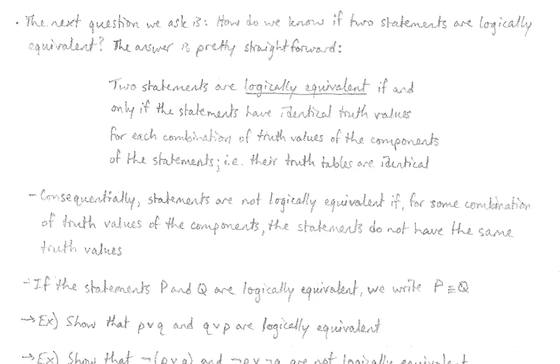Consequently, statements are not logically equivalent if, for some combination of truth values of the components, the statements or the forms do not have the same truth values. So if there's even one row where one of your forms is, say, true and the other form is false, then those two logic forms or logic statements are not logically equivalent.